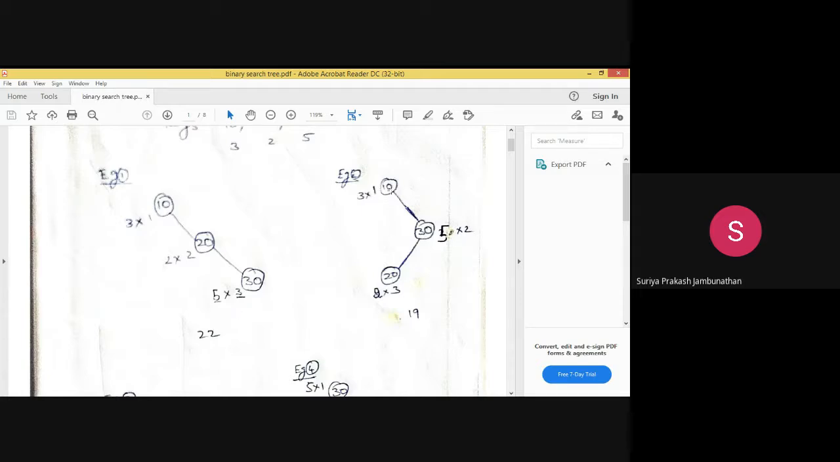When you look at the second example, 10 becomes the root node, and 30 we are putting in the right subtree, and 20 we are putting in the left subtree. So 10, 30, 20 we are keeping. 10 is the first node, 30 is the second node, and 20 is the third node. 3, 5, and 2 we are keeping, so 3 into 1, 5 into 2, and 2 into 3. In this case, the sum of the multiplications we are getting as 19.